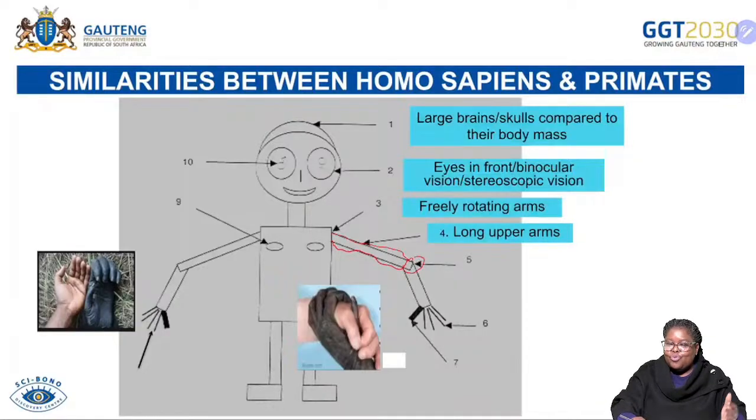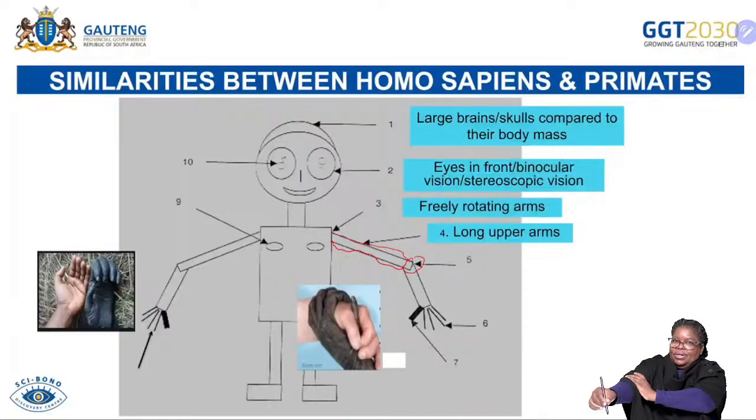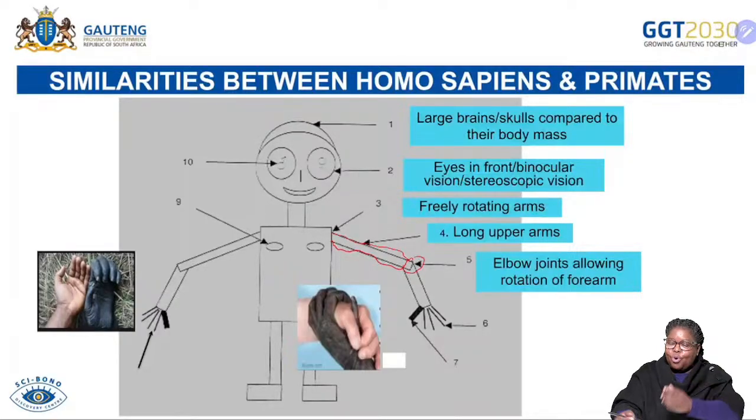And then also we've got long upper arms. This is the lower arm. This is the upper arm, right? We've got long upper arms like other primates. And then we've got these elbows that allow for rotation of what? Of the forearm. So meaning the forearm can rotate basically because of what? The elbow joints.